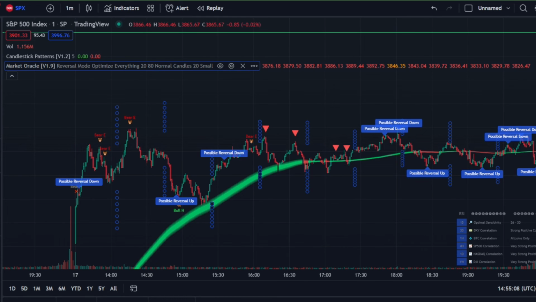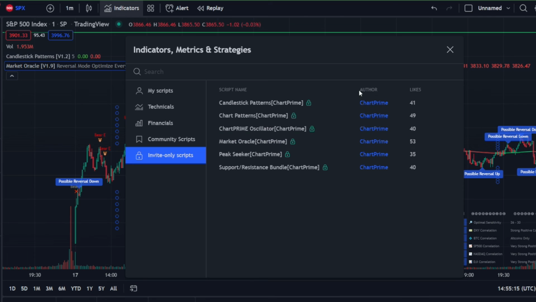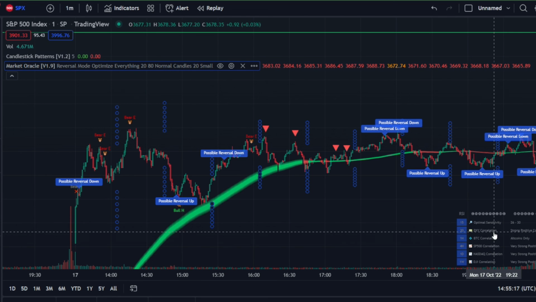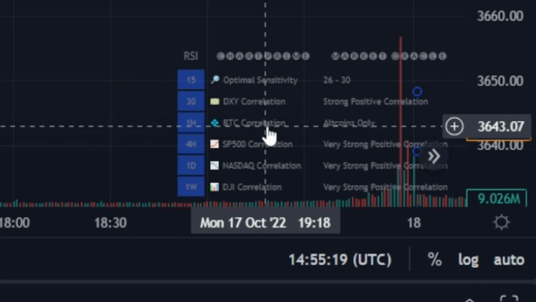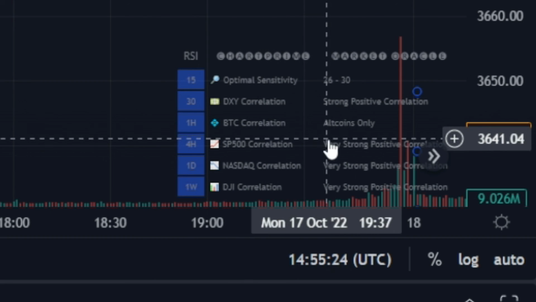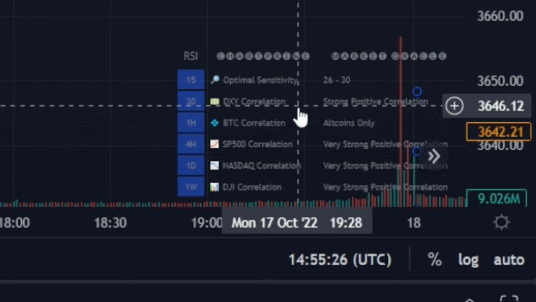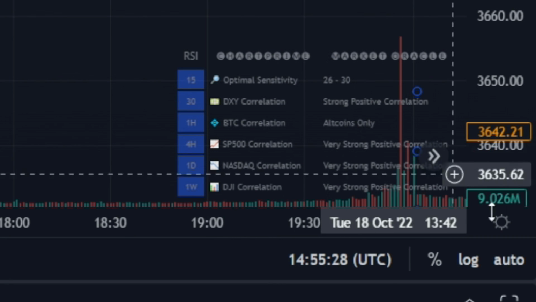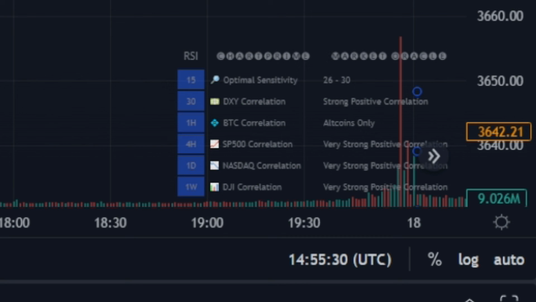Anyways, team, that's it for this one. Remember, this is just a small percentage of the overall tools that Chart Prime has. They also have a really nice oscillator that is incredibly useful. You can see here, they can show you the different correlations between things going on in the market, like how much the SPY or S&P 500 is correlated with the dollar index, Bitcoin correlation, all that good stuff right here. And so there's a ton of useful things to check out.